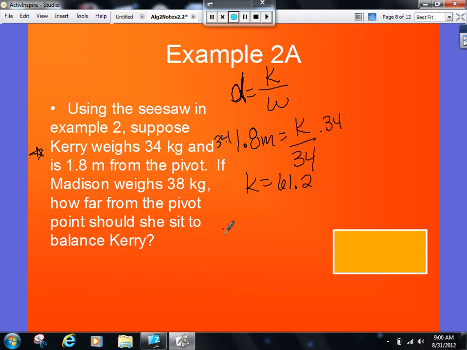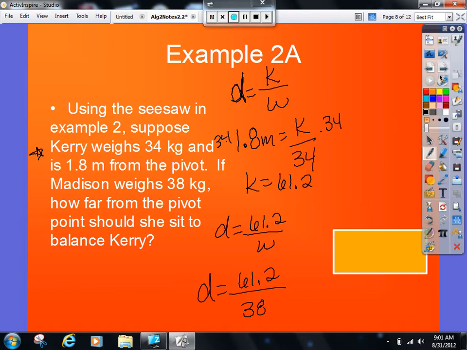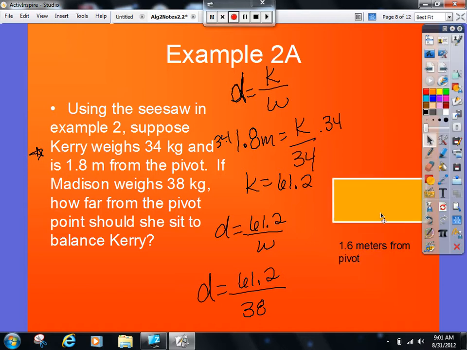So now I have D equals 61.2 over W. Okay, and now this formula can figure out how far anybody needs to sit as long as they know how much they weigh when they teeter-totter with Carrie. If Madison was the one we figured first, she would have a different K value. So we'd have to figure out for each person. But Madison weighs 38 kilograms, so I have D equals 61.2 still over 38. We go ahead and divide that out, and we should get the answer, which I forgot to show you, sorry, of 1.6 meters from the pivot. Okay, that was a fun problem.